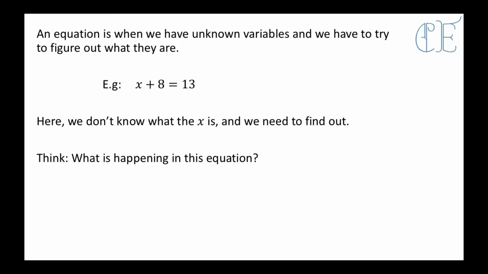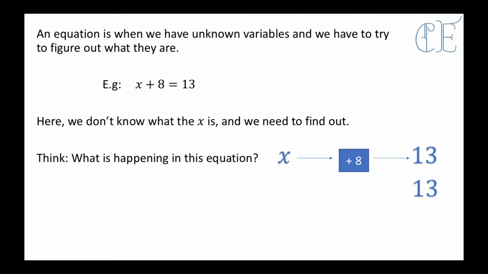You need to think, what is happening in this equation? In this equation, we have an x value. We are adding 8 to it, and our answer is 13. So all we need to do is reverse that calculation. Now, this is what we call a function machine when we draw it like this with arrows. You are saying what is going into the machine, what's happening to it, and what comes out.